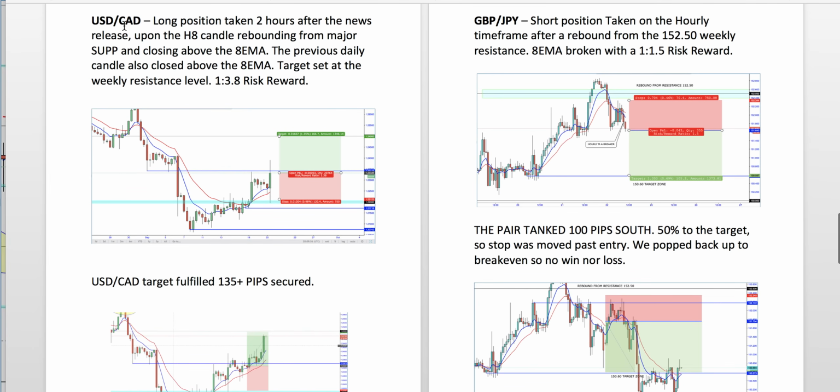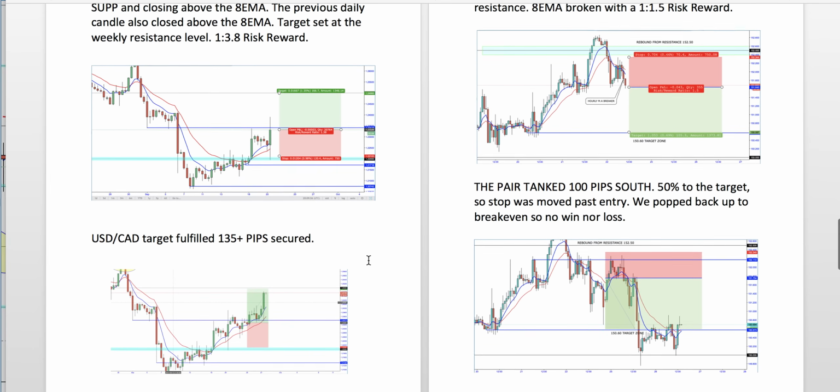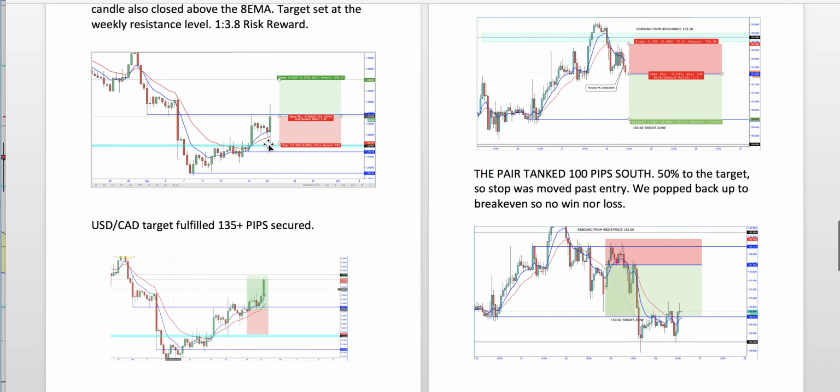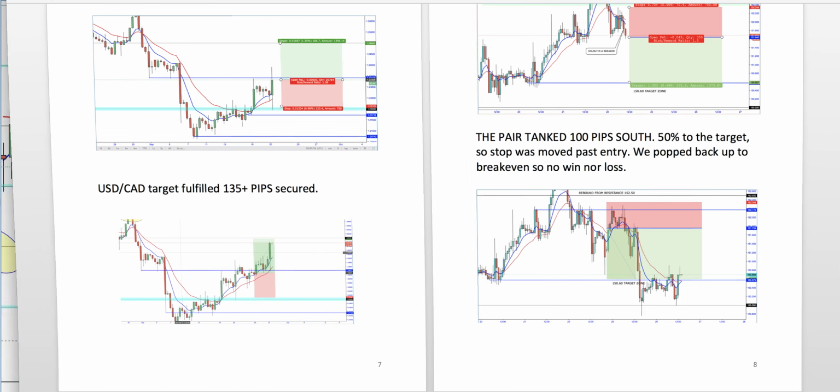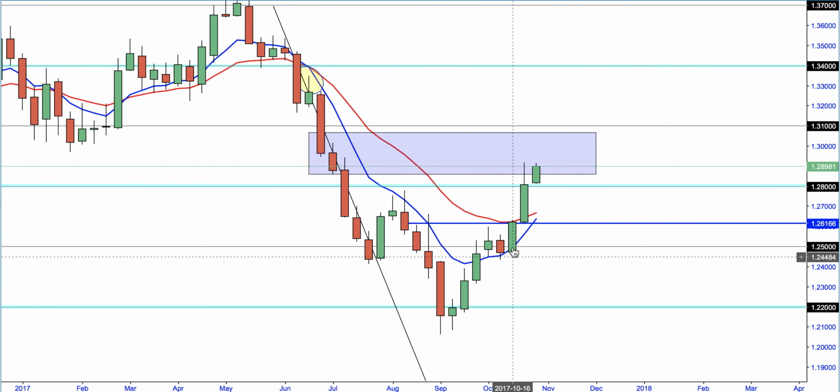And then again, USD CAD here, another long position taken. We had a new spike. We pierced back above this key level. The news retested it to the absolute T, closed above, gave me one of my entries, went long. This risk reward of 1 to 3.8, 1 to 4, and then USD CAD surged after that too. So dollar strength there, and that was around here, guys.